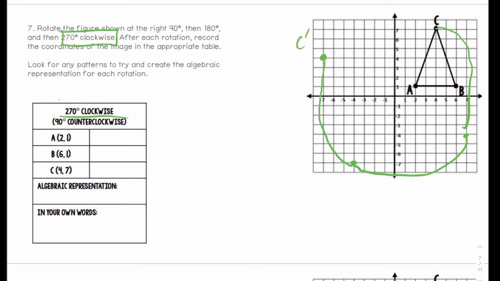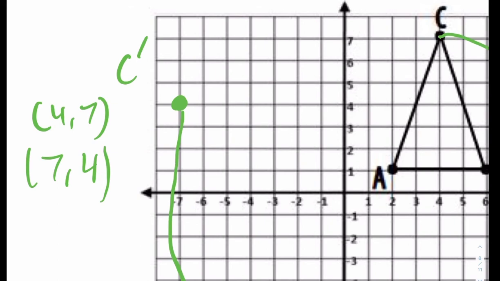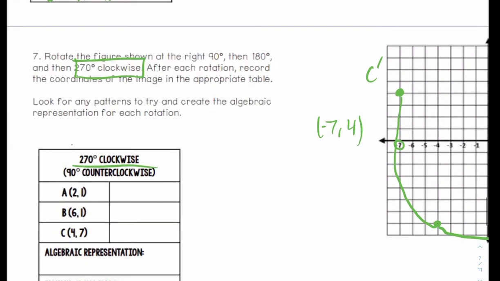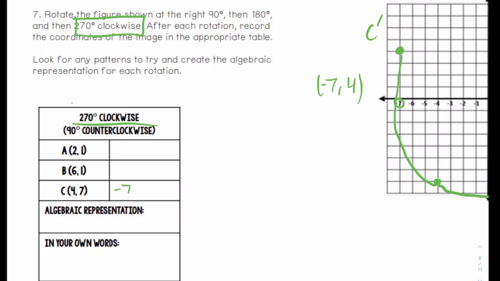And it's going to be C prime. It's the new one. The numbers will stay the same. It's still going to be either 4, 7 or 7, 4. So now let's just count this thing and see. It looks like we have negative 7 for x, and we have positive 4 for y. So we're not going to be 4, 7, we're going to be negative 7, 4. That is C prime. Negative 7, comma 4.